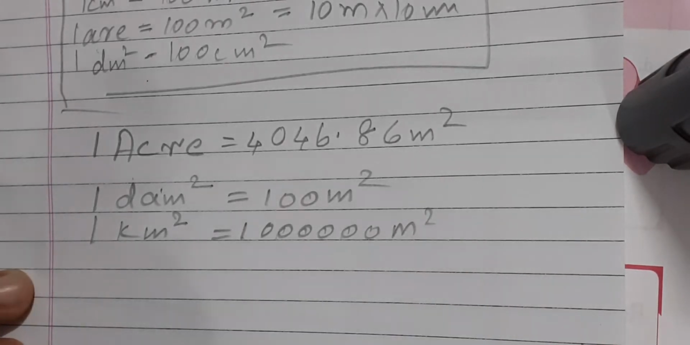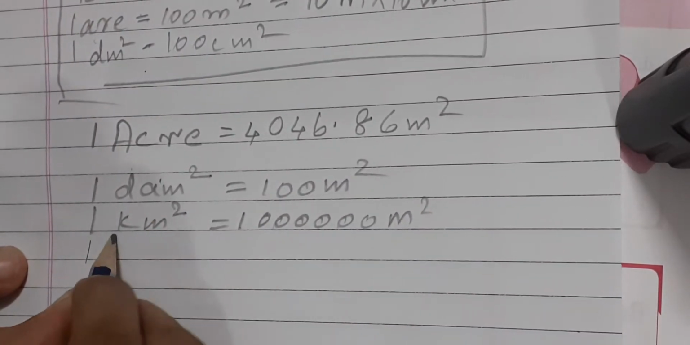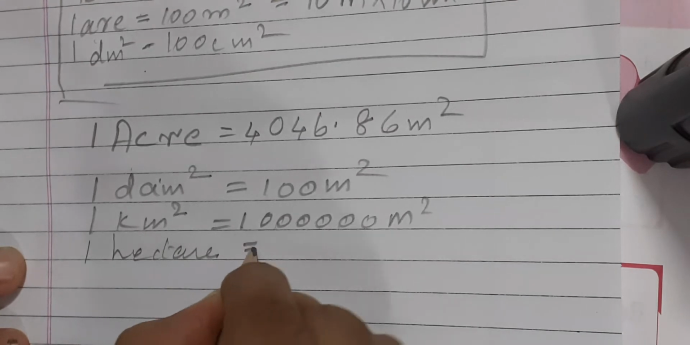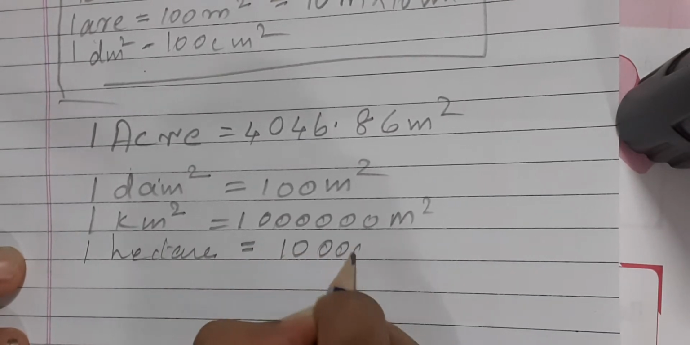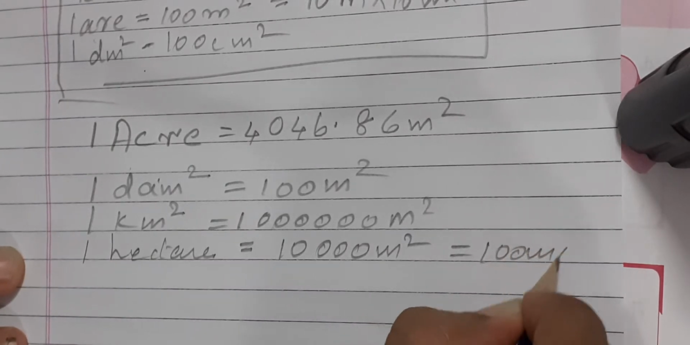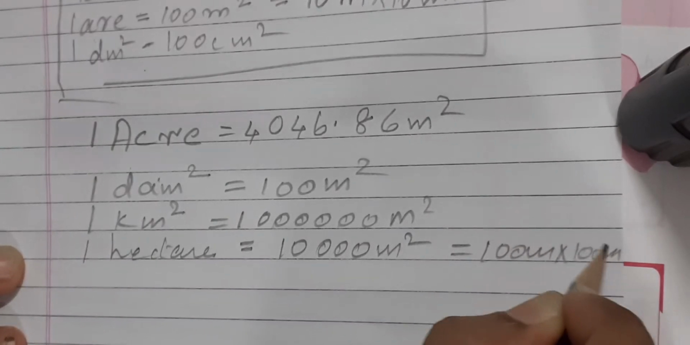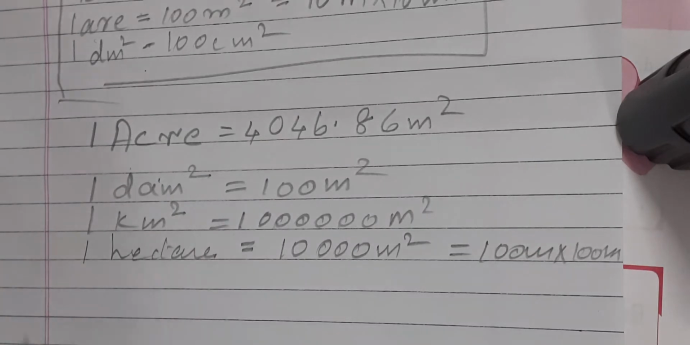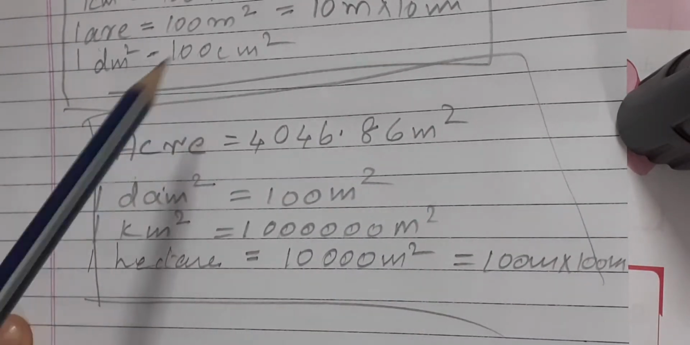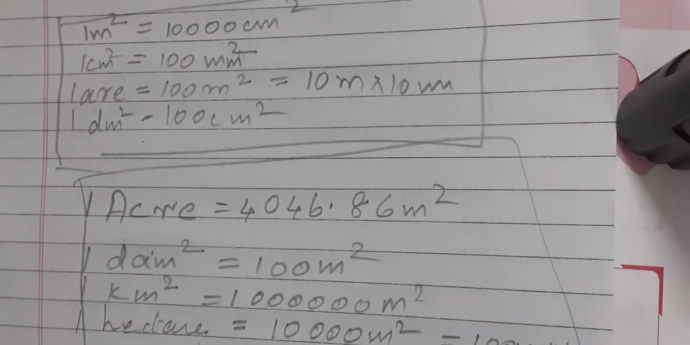10 lakh meter square. Then 1 hectare is equal to 10,000 meter square. That's equal to 100 meter into 100 meter. Okay, all these units you have to learn. You have to copy these two boxes into your notes and learn them. We will use this result while solving the problems.